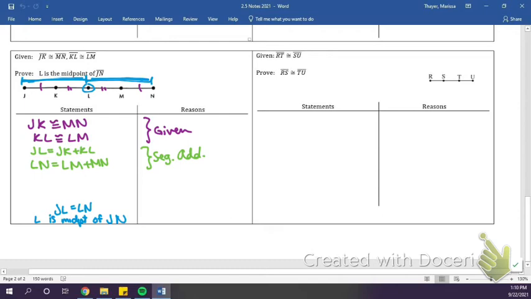Now I have seen JK before. Over here we had that JK and MN were the same, and I have seen KL before. We had that KL and LM were the same. I'm going to rewrite JL and substitute those pieces in. So instead of JK, I'll have MN, and instead of KL, I'll have LM. That would be substitution.